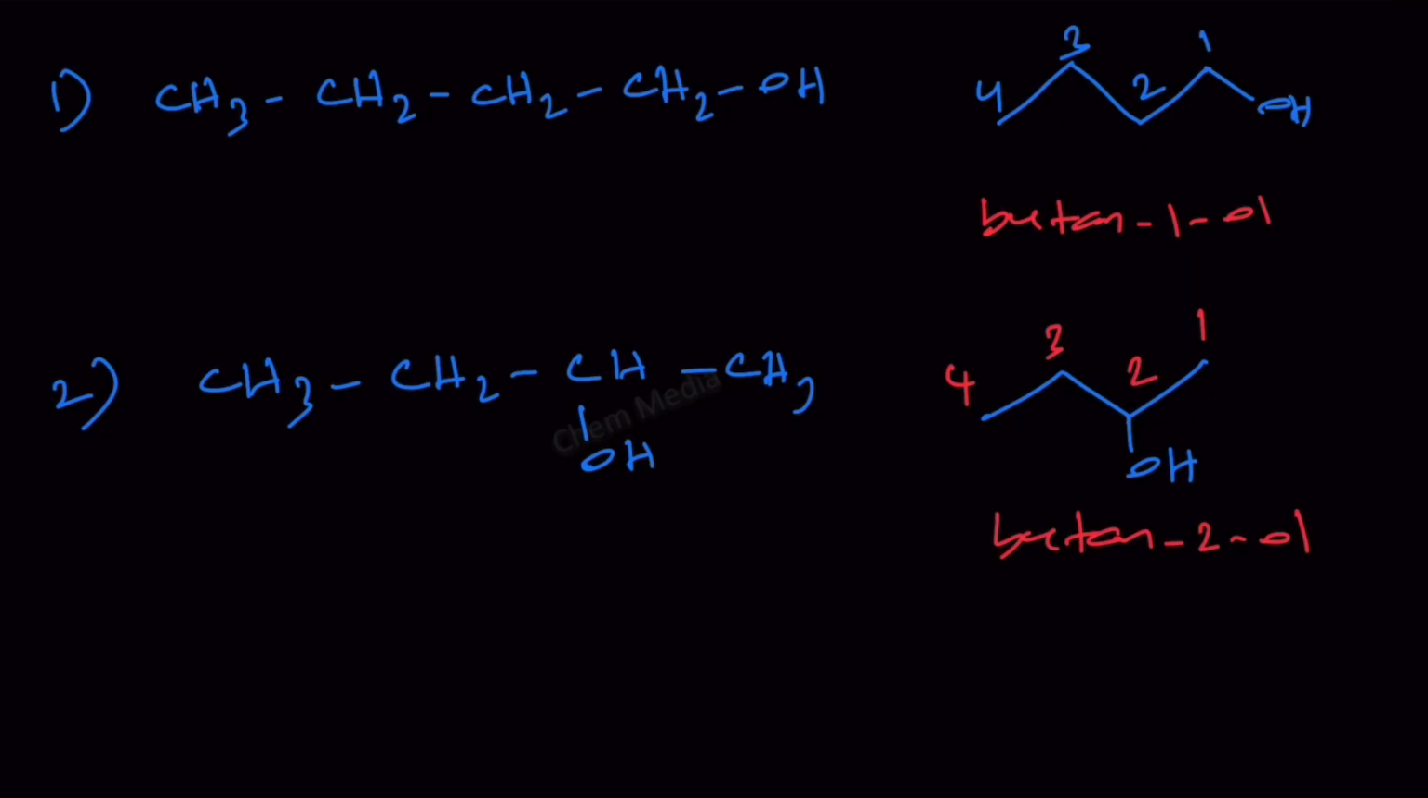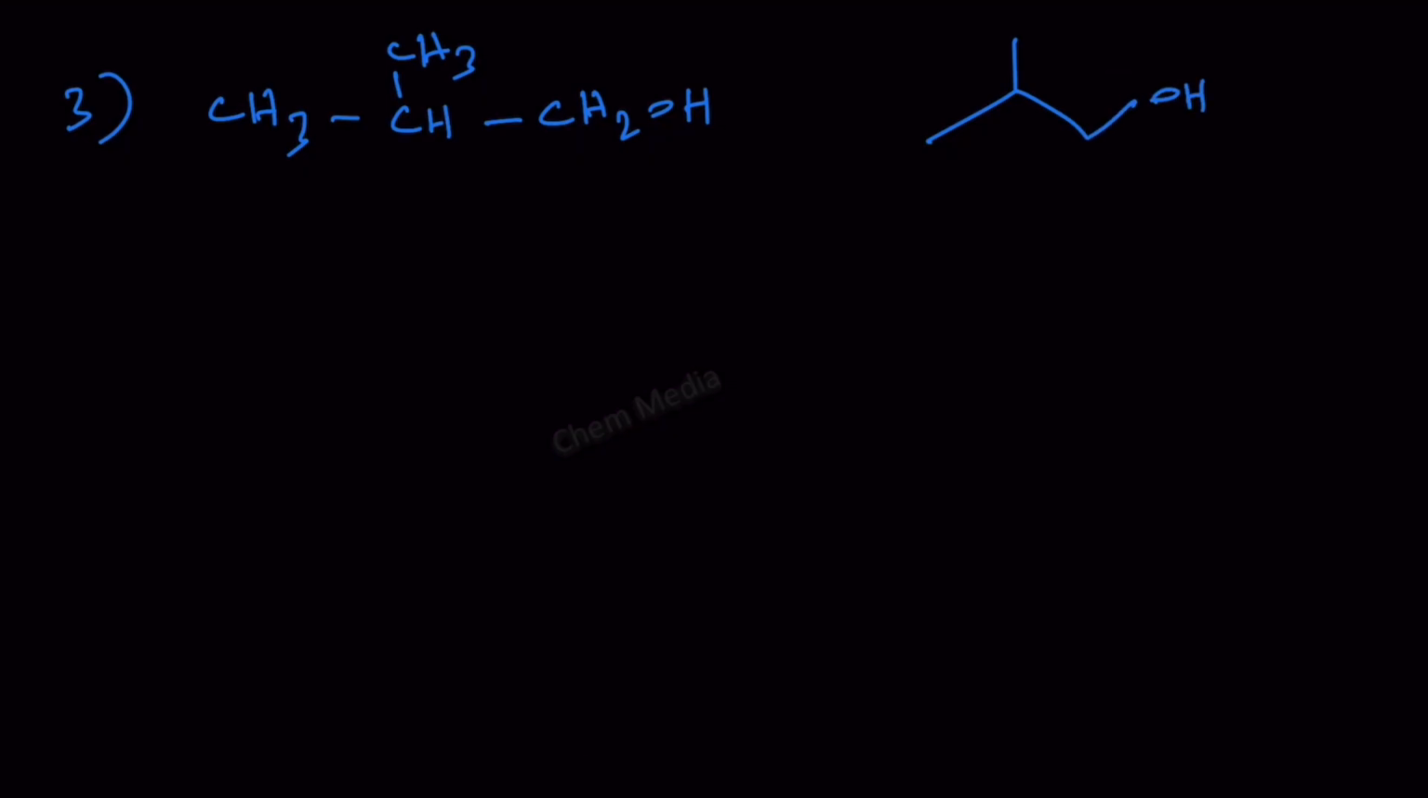Let's go to the propane chain. And then number 3, we are going to write 2-methyl propane 1-ol, that is CH3, CH, CH3 and then CH2, OH. And the corresponding structure in bond line notation will be 1, 2, 3, one methyl group at 2 position and then one OH group at 1 position. Let's number it 1, 2, 3. So, this is 2-methyl propane 1-ol.